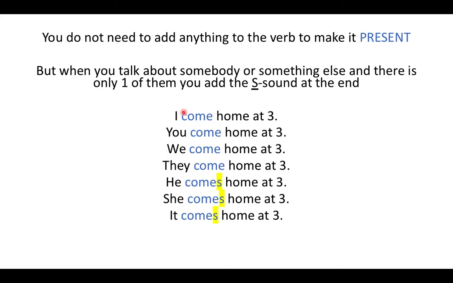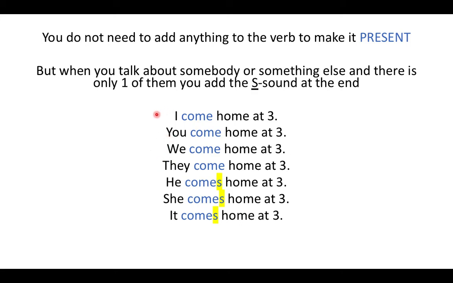So when you say, I come home at 3, it's just come because you said I. If you say you come home at 3, again, it's just come because you're talking about you. We come home at 3. We is more than one person. You're talking about another person, but it's more than one person. They come home at 3. Again, they and we are both plural because they're talking about more than one.